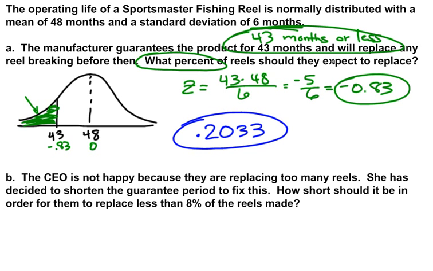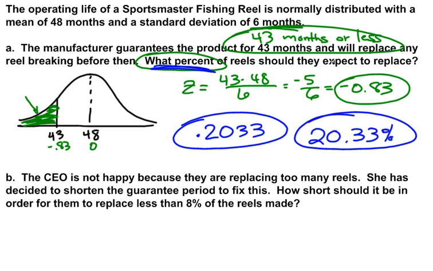Okay, so what percent are they going to replace? They will replace 20.33% of the fishing reels that they produce. That might not be a good thing if you're that company. That might be too much. But we know that if it breaks down in that time period, it's going to get replaced, so 20.33% of the fishing reels that are made are going to break down in that time period.